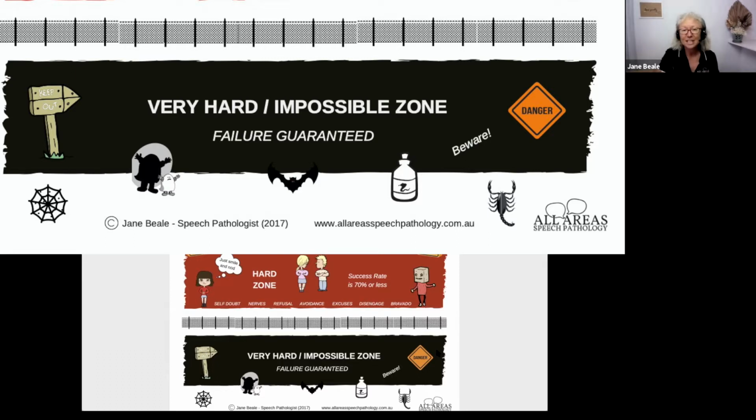There's nothing to be gained and actually quite a lot to be lost by putting someone into a black zone. That's why I've got cobwebs, keep out, ghosts, bats, poison, scorpions, danger, and beware. Let's just avoid that zone.